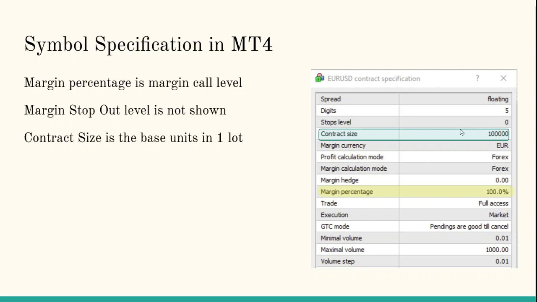Contract size is your base units in one lot. So if you're trading euro dollar, your base units is the euro. That means that if you're opening up one lot, it's 100,000 euros. The lot size on your trade is multiplied by your contract size. So if you have a lot size of 0.01 and you are opening up a trade, that's going to be 0.01 times your 100,000, or 1,000 euros.